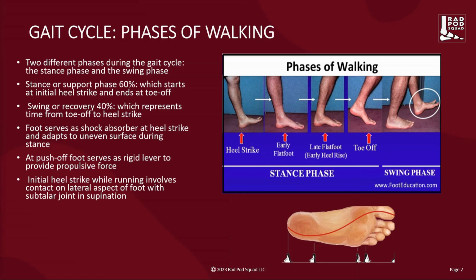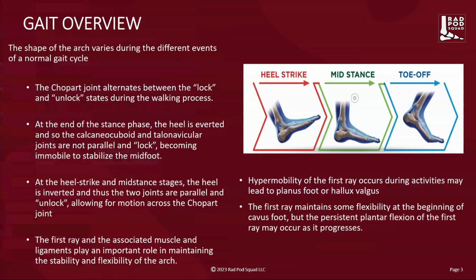Initial heel strikes in runners occur on the lateral aspect of the foot with the subtalar joint in supination. Looking at gait, the shape of the arch will vary during the different events of the gait cycle. The Chopart joint is going to alternate between locking and unlocking during the walking process. So at the end of the stance phase, the heel is everting, and the calcaneocuboid and talonavicular joints are no longer parallel, and they lock, becoming immobile to stabilize the foot. At the heel strike and the mid-stance phase, the heel is inverting, and thus the two joints are parallel and unlock. That allows for the motion across Chopart's joint to allow us to get from that heel strike to toe off and have a relatively flexible foot.